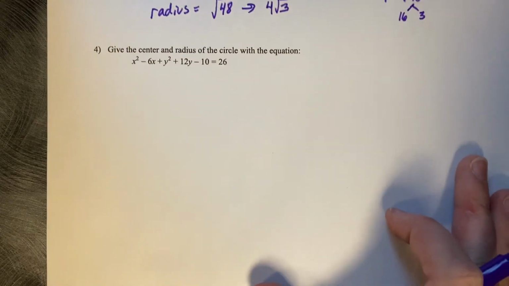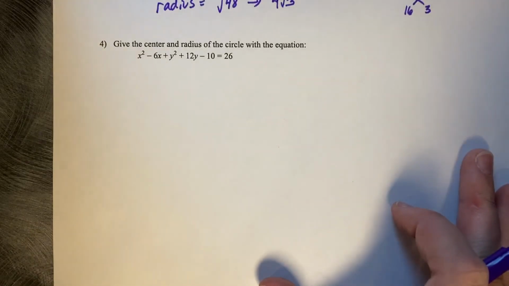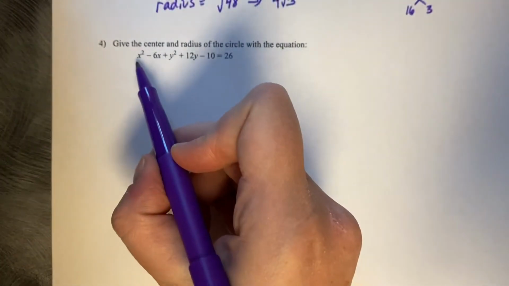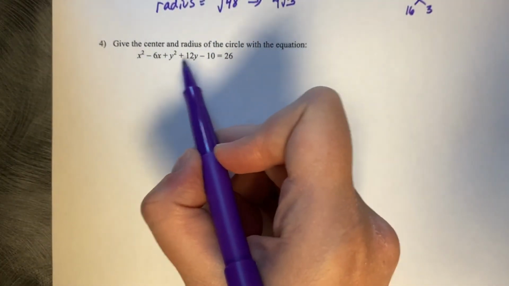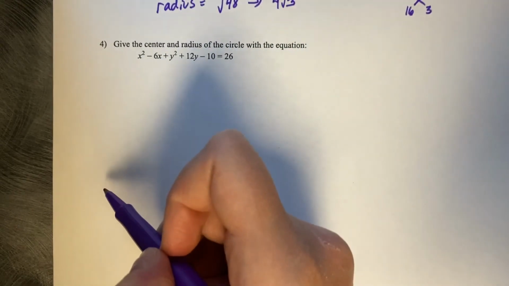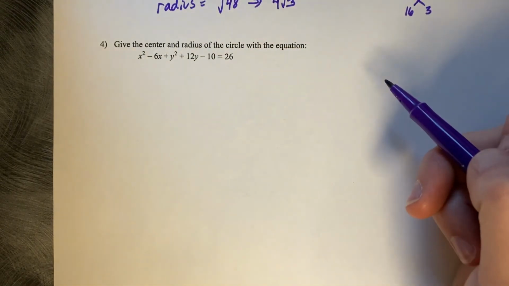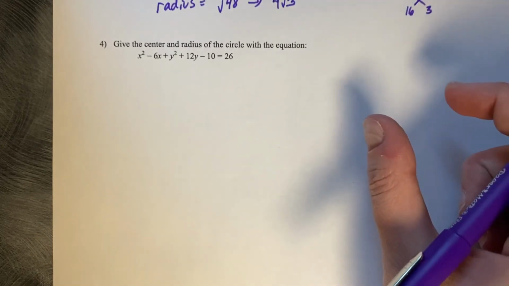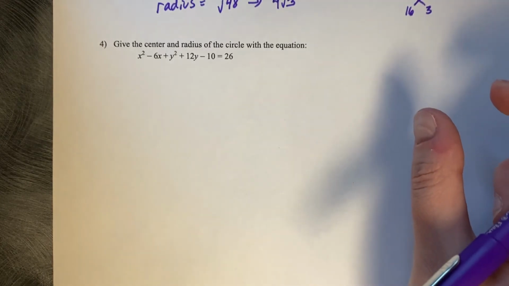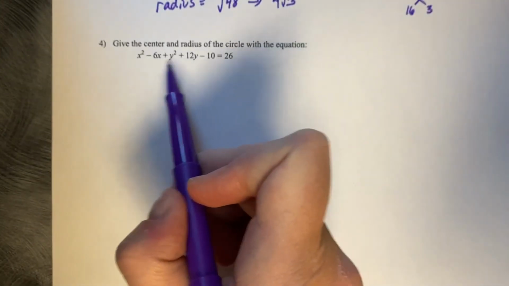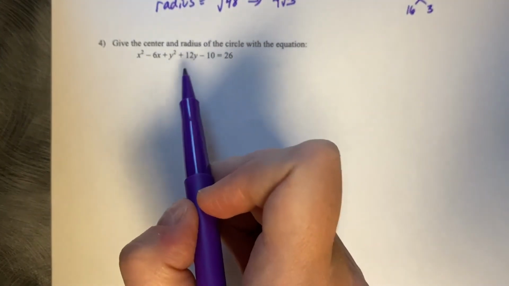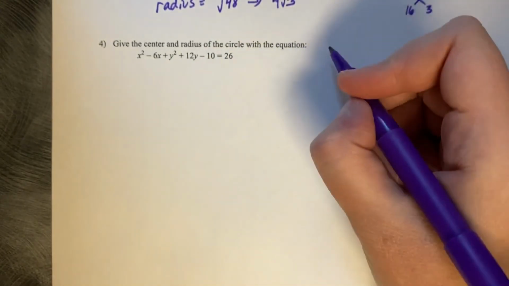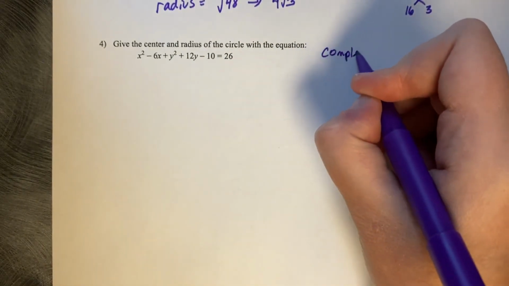All right, last one. Give the center and the radius of the circle with the equation. So this is not in the form that we like. And what I notice is that there are 2 x's and 2 y's. But if we want it in the form that we're familiar with, it's going to be a binomial squared plus another binomial squared equals a constant. So we need to manipulate this equation in order to get it as a binomial squared plus a binomial squared equals a constant. And the way we're going to do that is by completing the square.